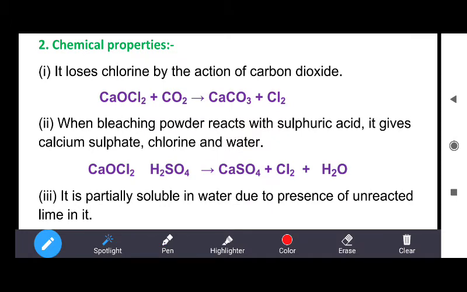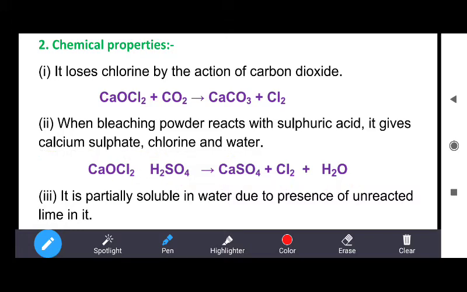Second chemical property: when bleaching powder reacts with sulfuric acid, it gives calcium sulfate, chlorine and water. Actually, here in the middle there will be a positive plus sign, so correct that. Calcium oxychloride reacts with sulfuric acid to form calcium sulfate. Calcium sulfate has the formula CaSO4. Chlorine means Cl2 and water H2O. You can balance the reaction.